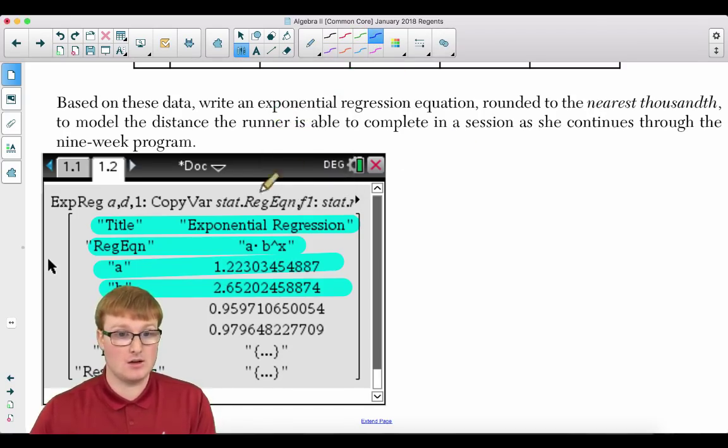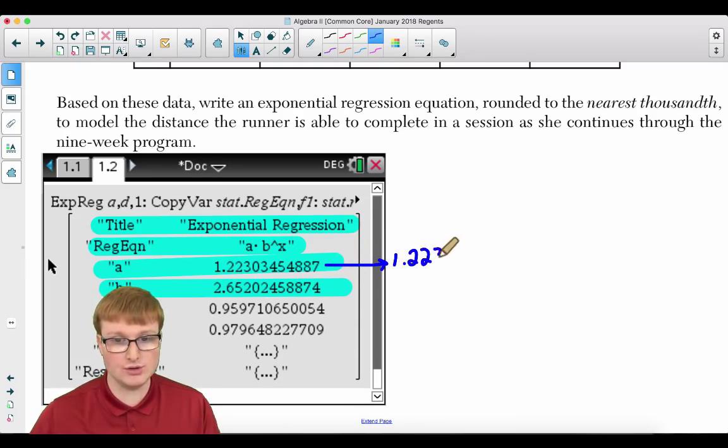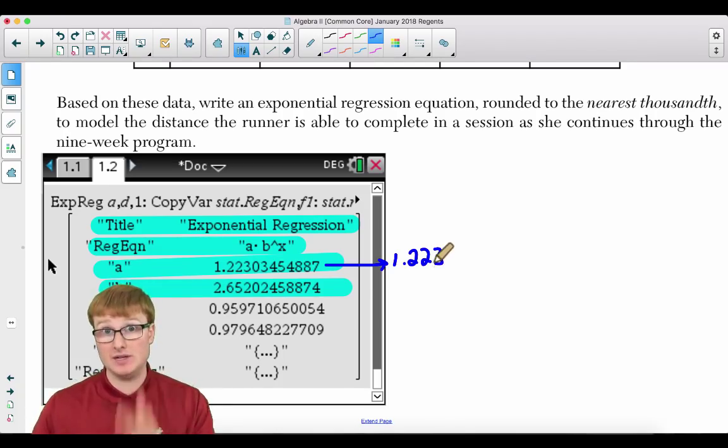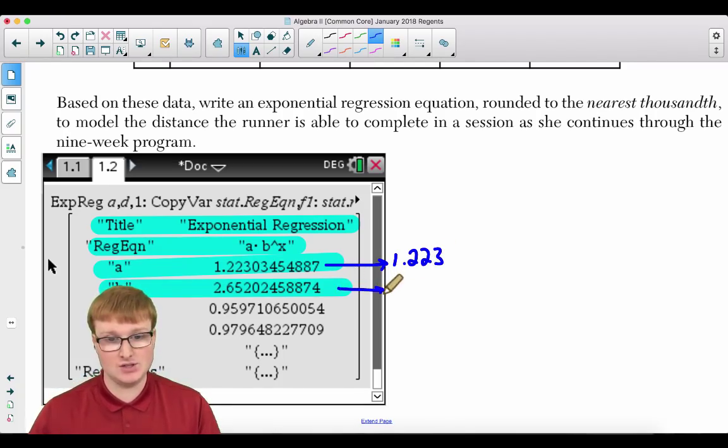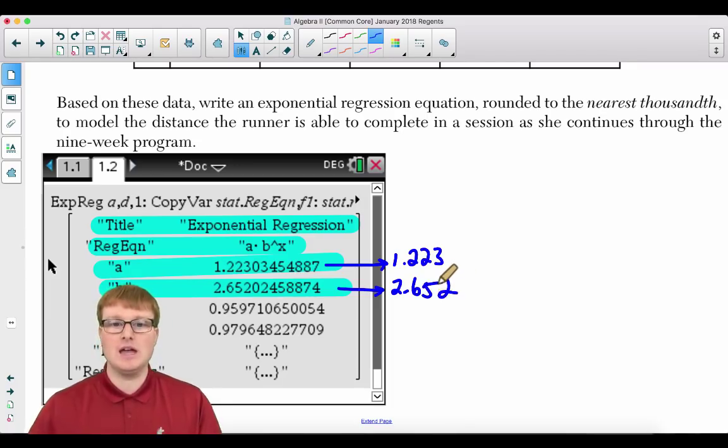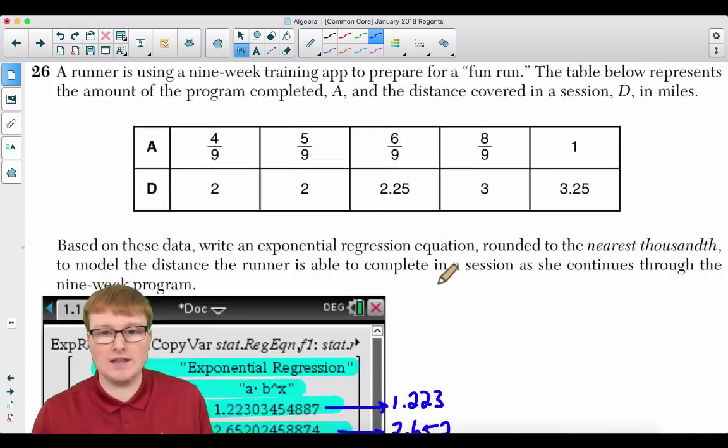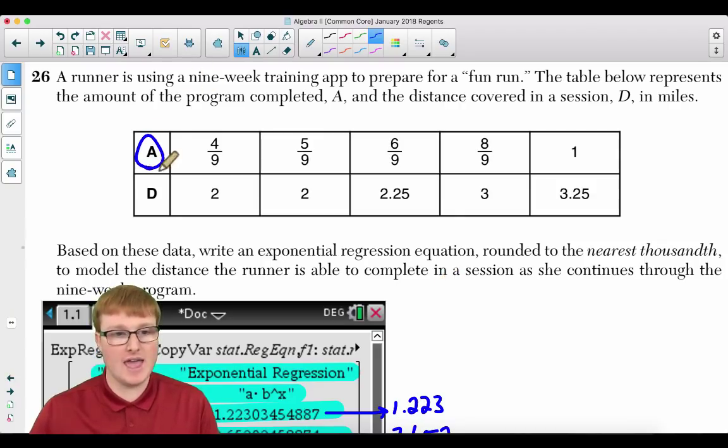So, rounding to the nearest thousandth, your A value is 1.223. The nearest thousandth is 3 decimal places to the right. And this over here is 2.652. Now, we need to write this in terms of A and D.